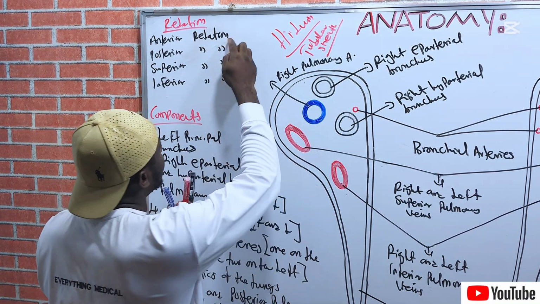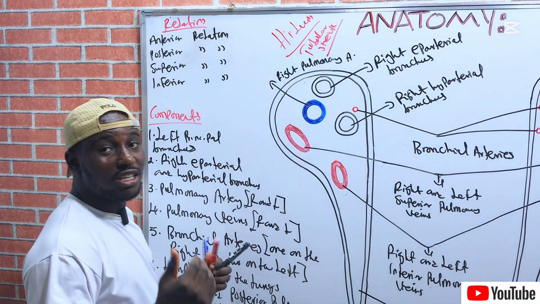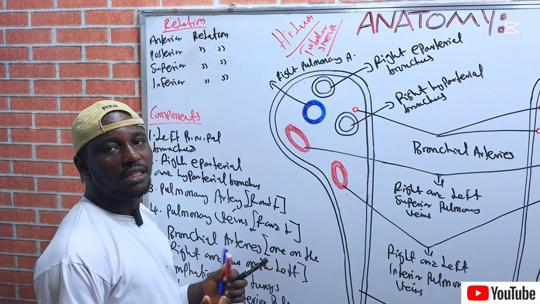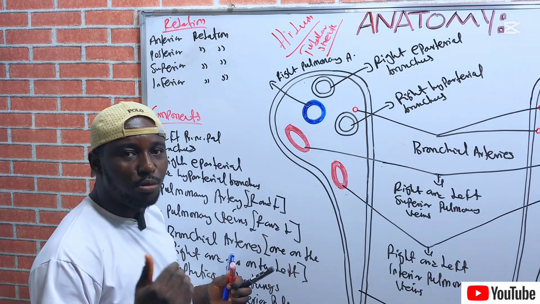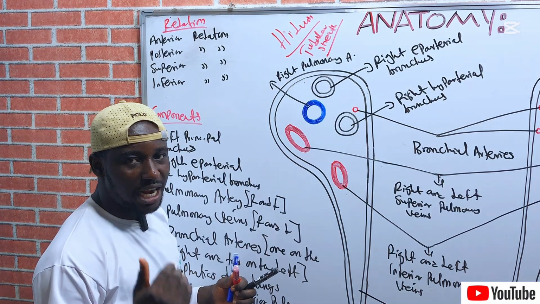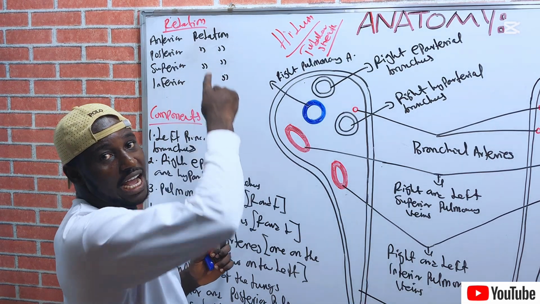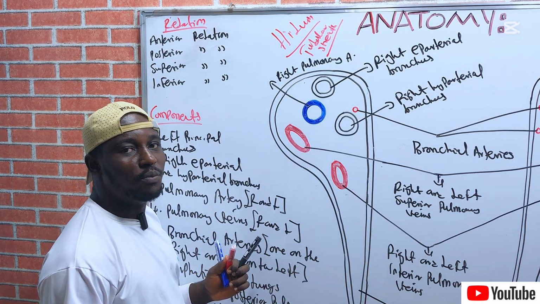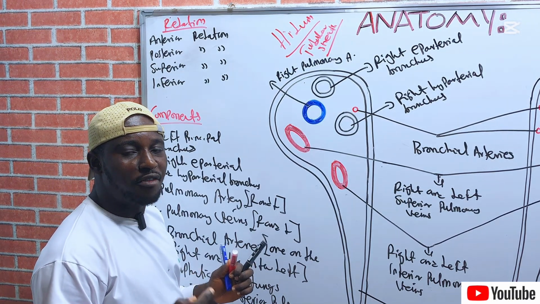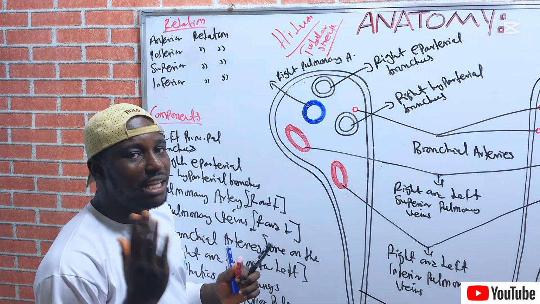So, anteriorly, the root of the lungs is related by the phrenic nerve. That is number one. It is also related by the anterior pulmonary plexus of nerves. It is also related by the superior vena cava, particularly on the right side only. That is what forms its anterior relation. I repeat, anteriorly, it is related by the phrenic nerve, the anterior pulmonary plexus of nerves, and the superior vena cava on the right side only.